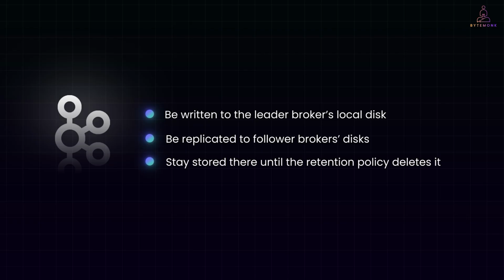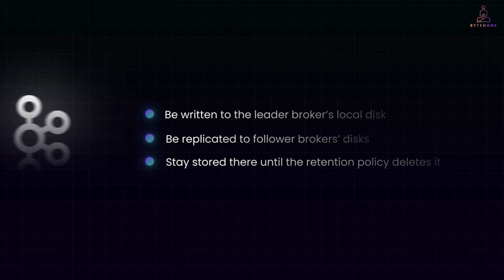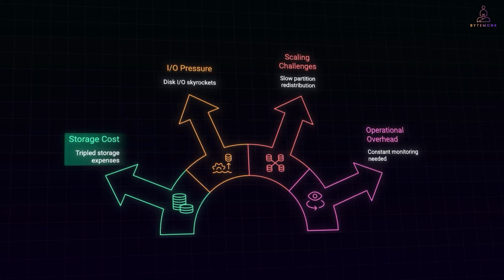For small systems, that's fine. But for large-scale systems, say terabytes or even petabytes of data per day, this approach becomes expensive and complex to manage. And here is why. Because with a replication factor of 3, each piece of data is stored 3 times across brokers. That triples your storage cost instantly.